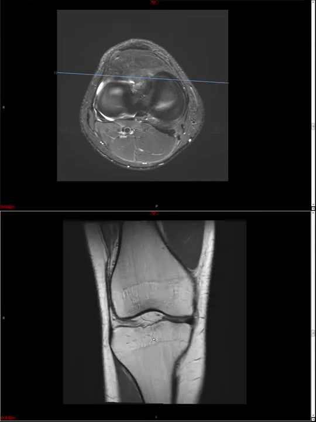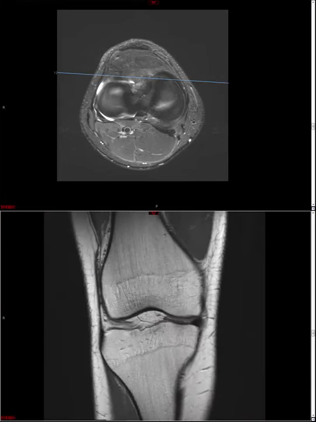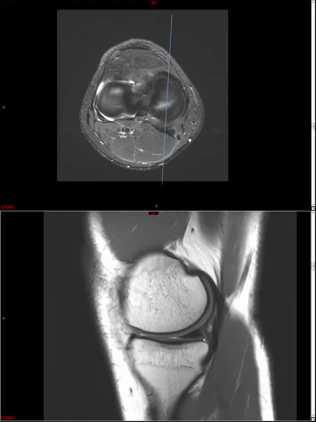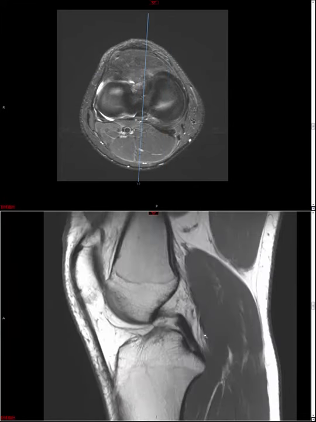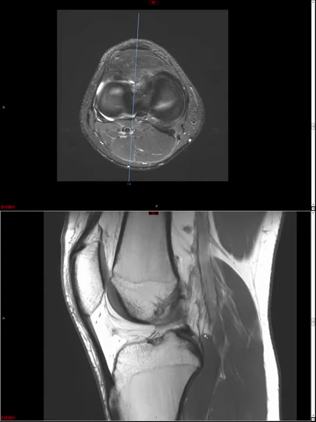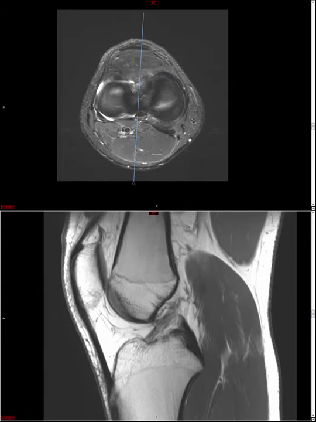So I think that's pretty much it for a basic approach to knee MRI. It's just a matter of looking at a lot of these and getting used to what's normal and what's abnormal. I hope this brief tutorial has been helpful.